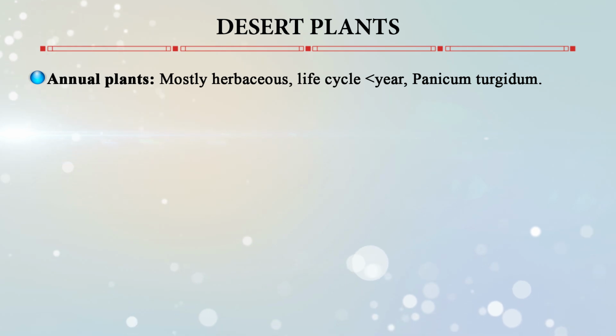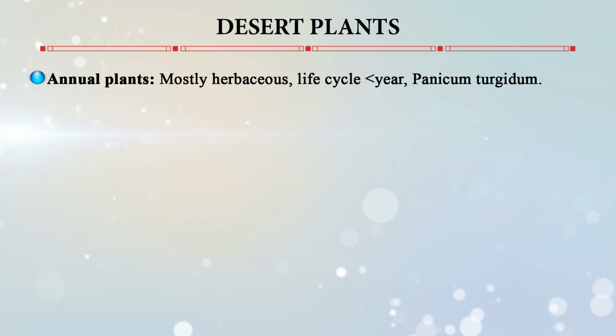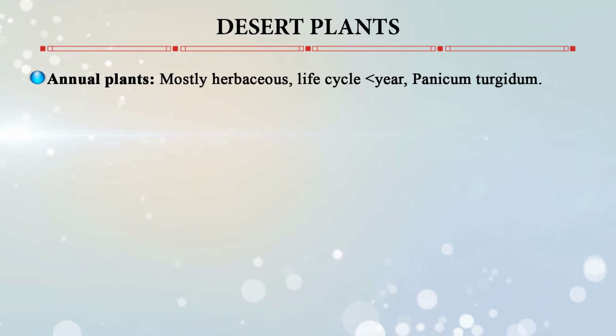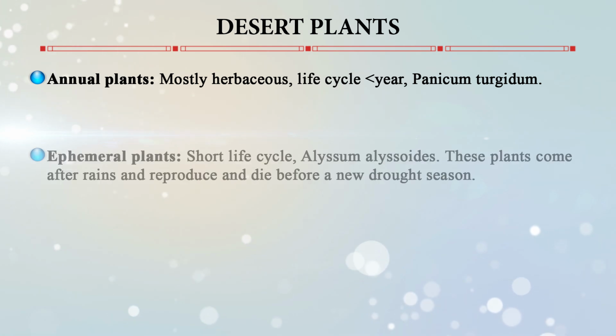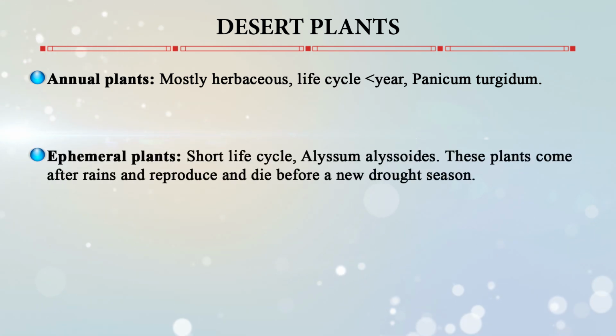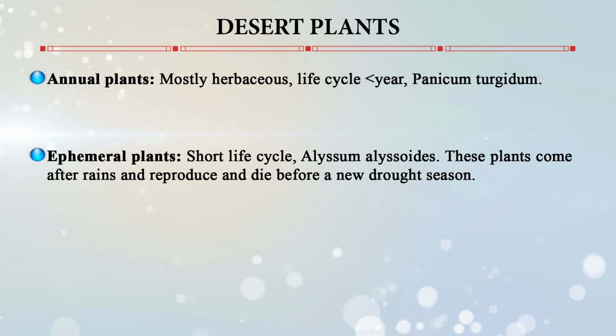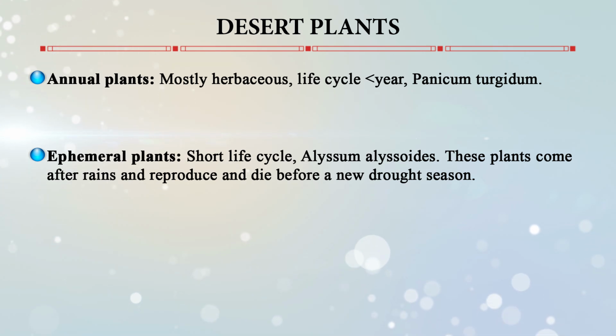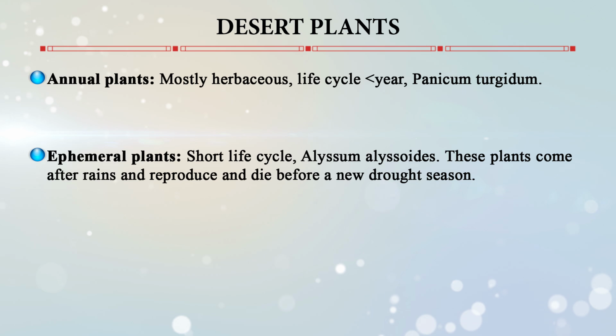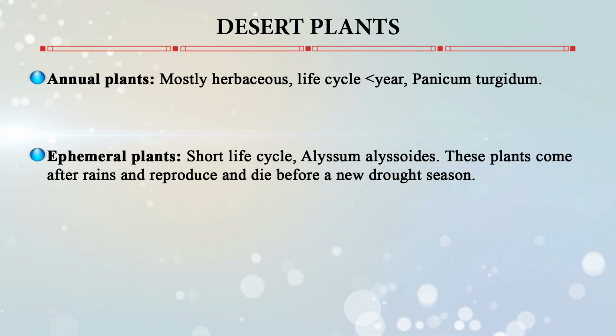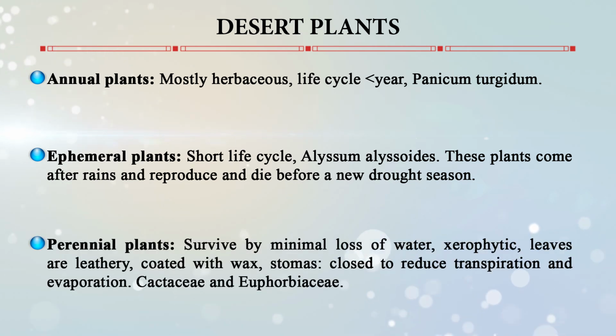Then there are the annual plants. These are normally herbaceous and they have a life cycle of less than a year. Examples include Panicum turgidum. You have the ephemeral plants that have a very short life cycle. Alyssum alyssoides. These plants come after the rains and they reproduce and die before a new drought season. Then there are also perennial plants. They survive by the minimal loss of water. They can be xerophytic. The leaves are leathery in texture and they are coated with wax.